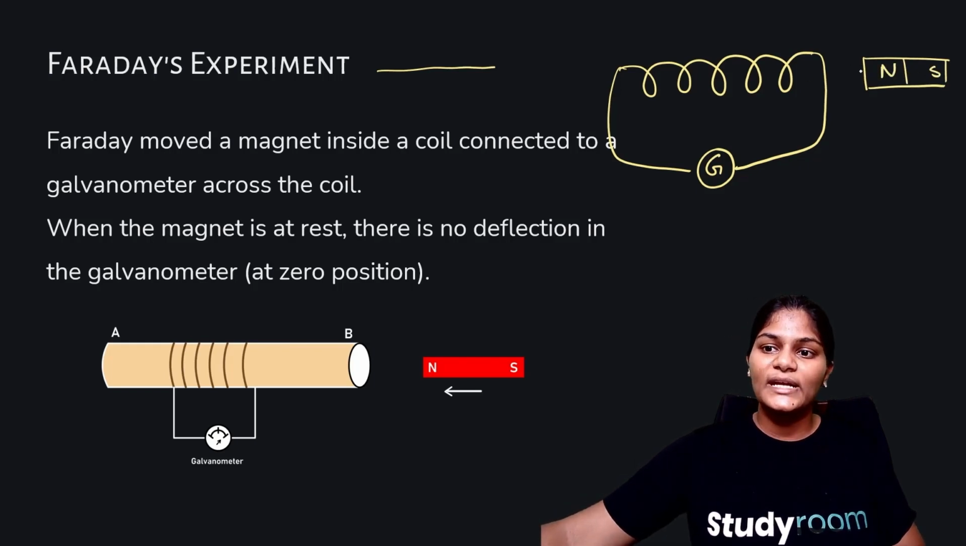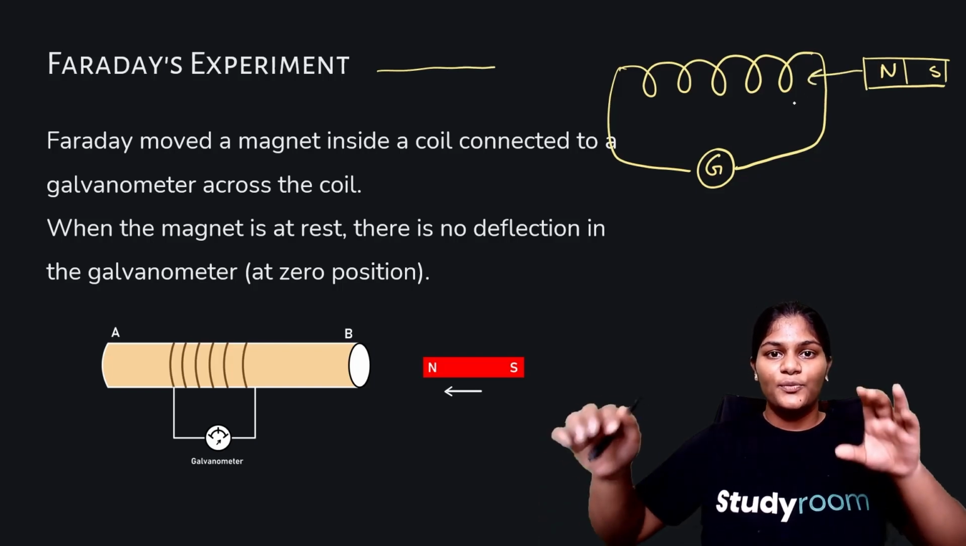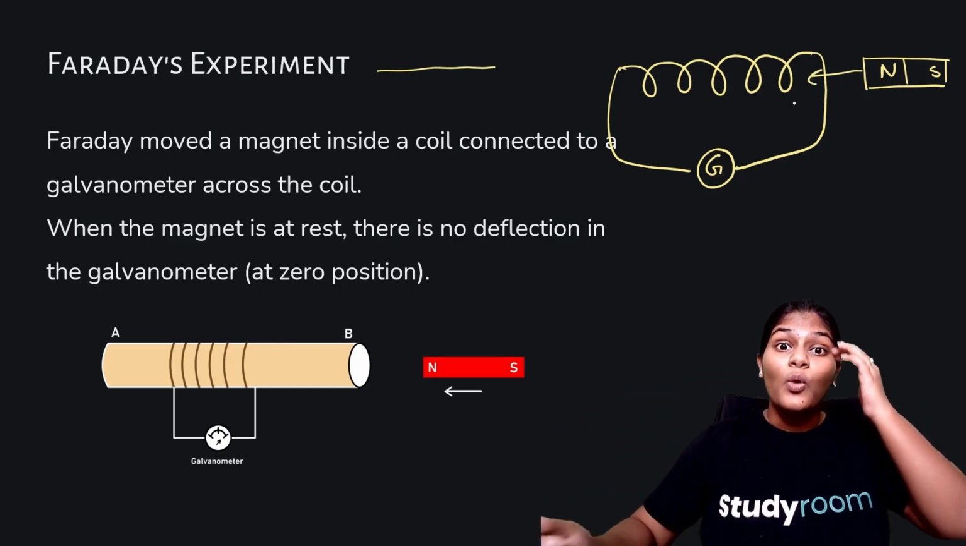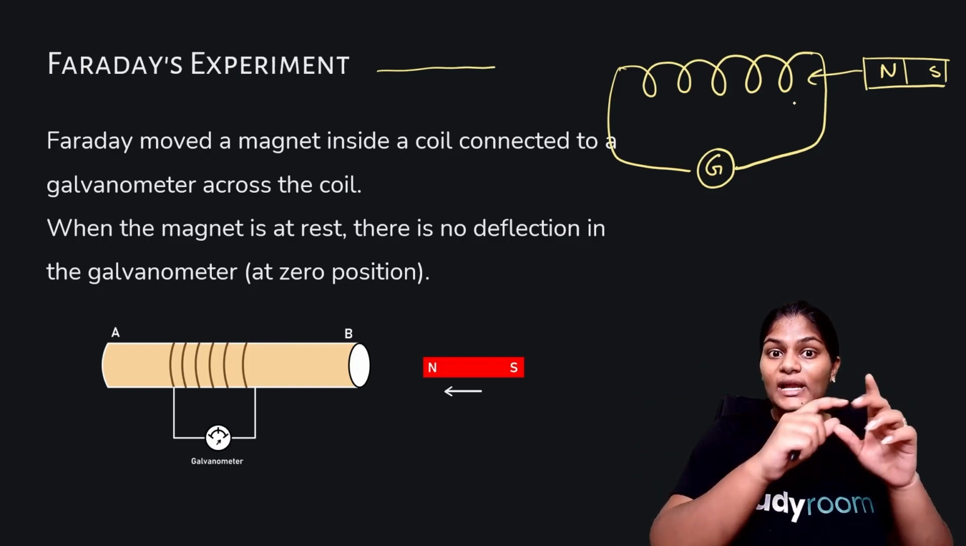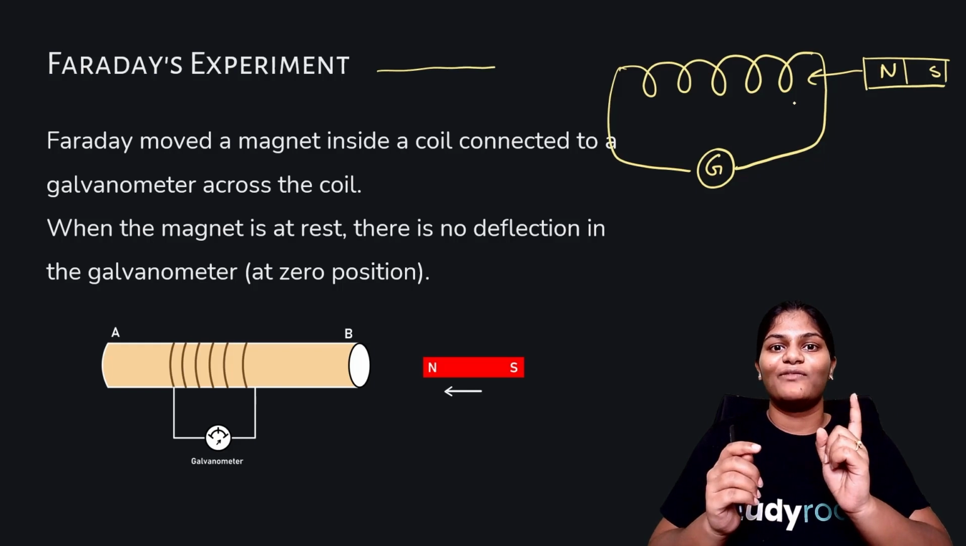What we are doing is, we take this magnet close to the coil. We take it near the coil. So what do we see? We see that as soon as we move the magnet towards the coil, there is a deflection in the galvanometer.